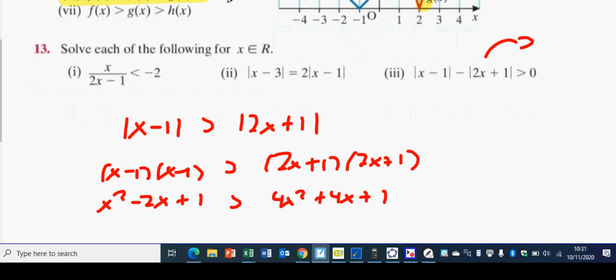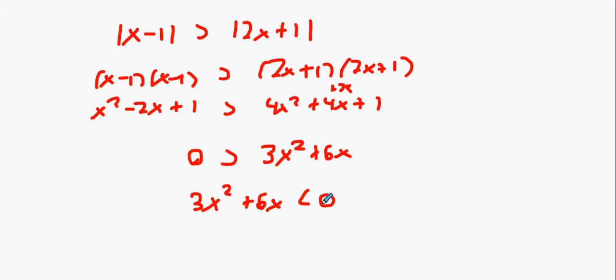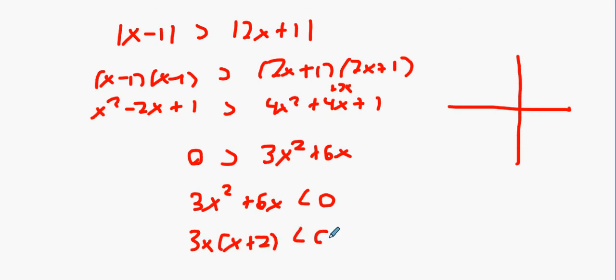Oh dear. Right. Move everything onto the right for a minute. So I'm going to get 0 greater than 4x squared, take away x squared, 3x squared, 4x, and the 2x comes over to add onto it, so plus 6x. The 1's will cancel, spin that around, and change around the sign. We have a U-shaped graph, don't we? And we're going to get 3x into x plus 2 less than 0. So we're going to get x equals 0 and x equals minus 2, which would be here.